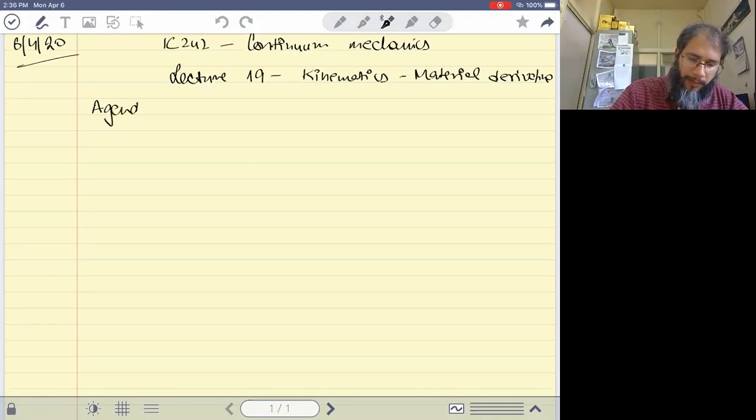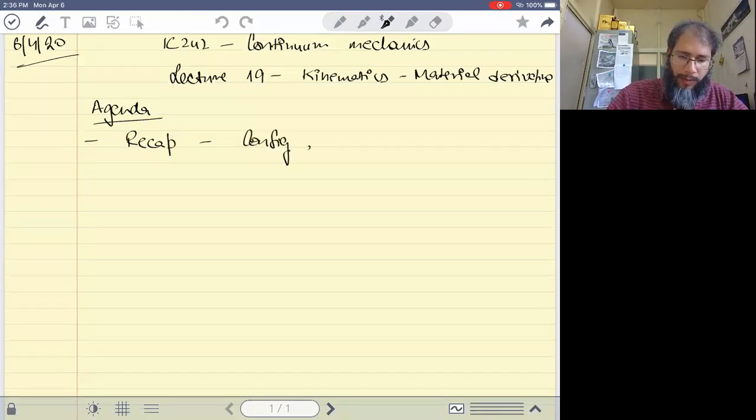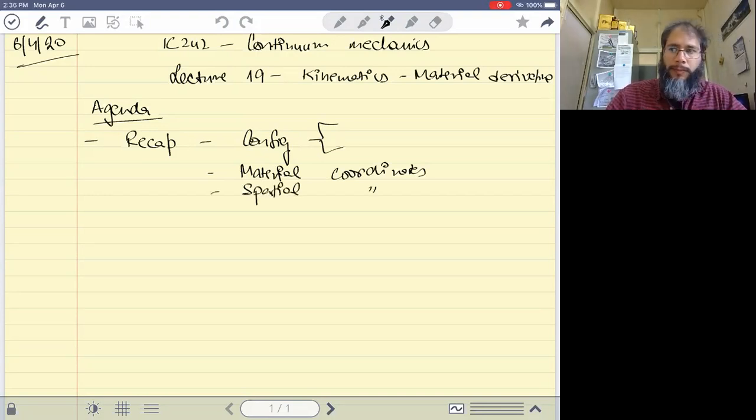So the agenda for today will be: first, we will do a quick recap from last time. So we'll do a recap of configurations. We'll talk about the two ways a configuration can change, as we discussed last time. Then we'll also quickly recap material coordinates, as well as spatial coordinates. So that will be the recap from last time.